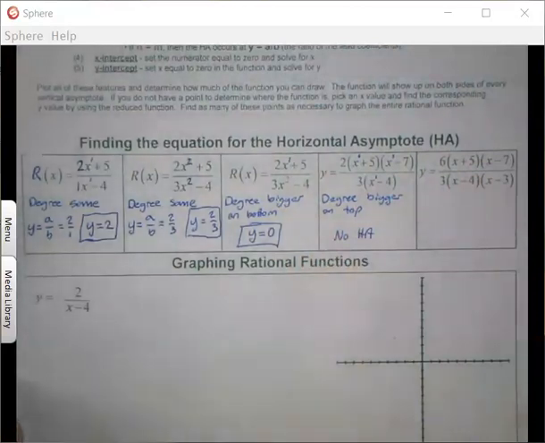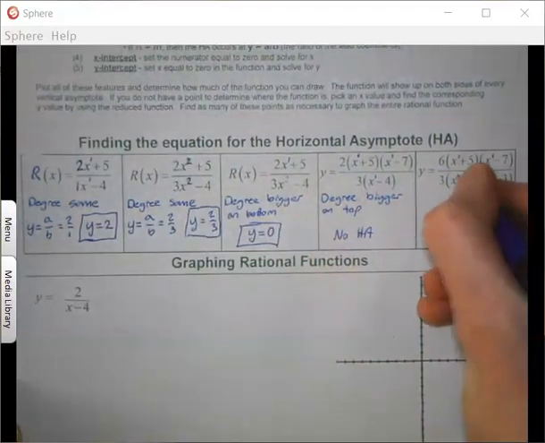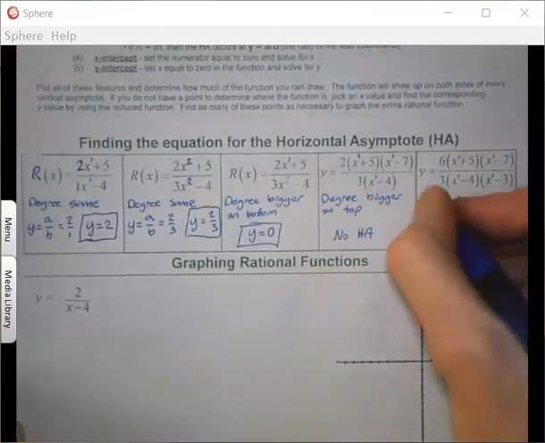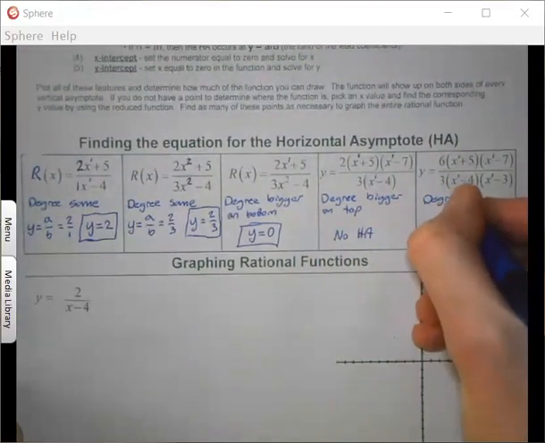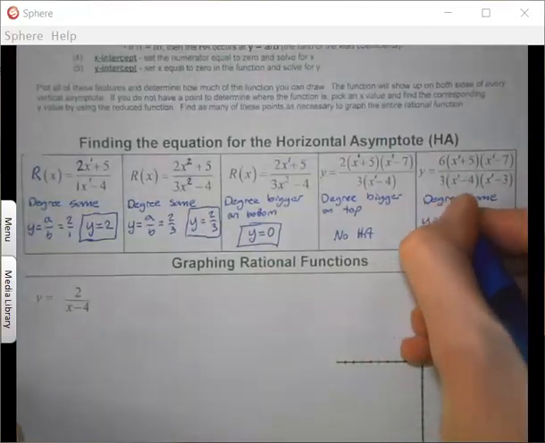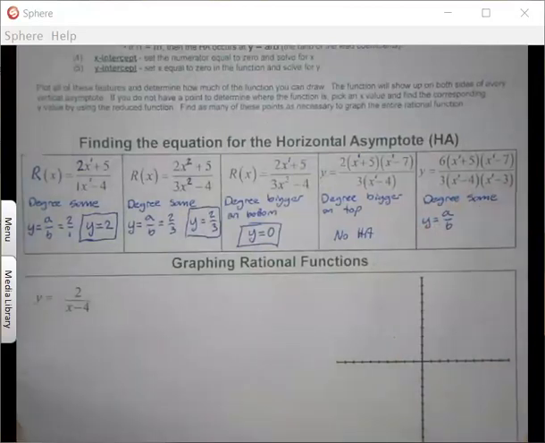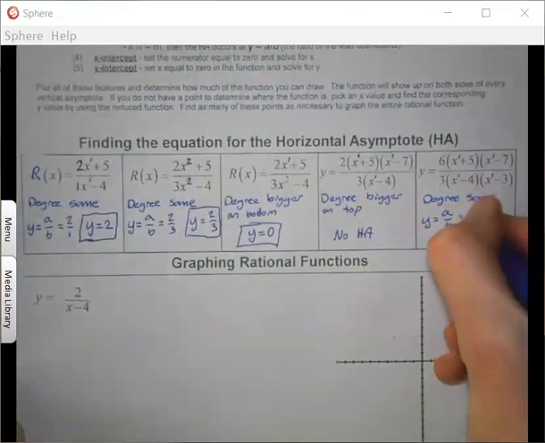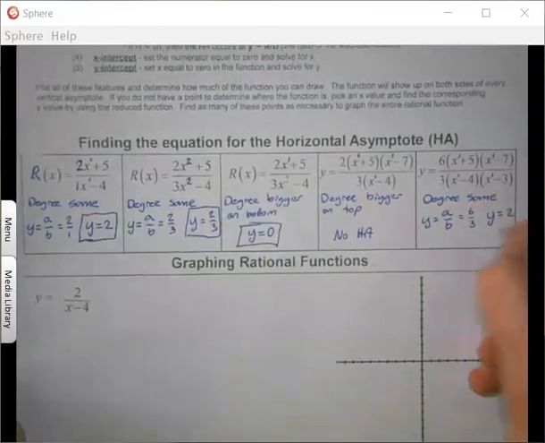Last one. So first degree. So top and bottom are going to be a second degree. So the degree is the same. So our horizontal asymptote will be at y equals a over b, our leading coefficients. When the numerator and denominator are fully factored, these values out front are the leading coefficients. So this would be 6 over 3, or you could say y is 2.